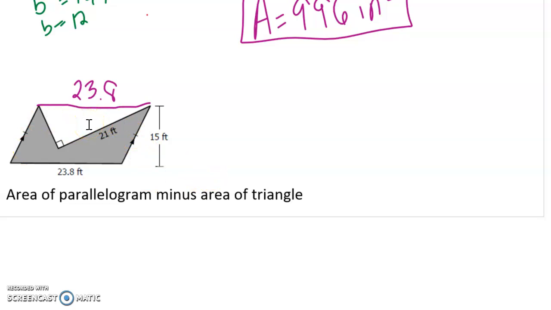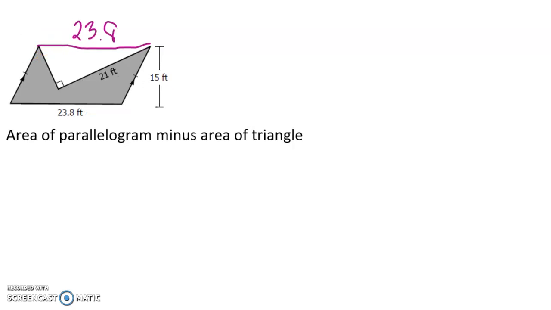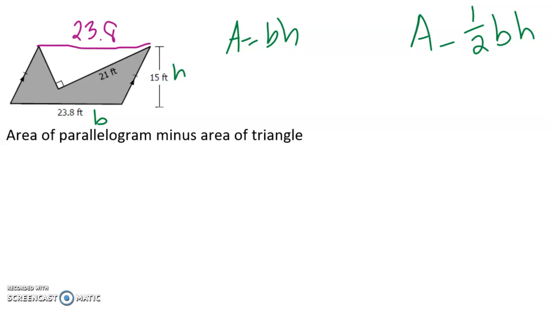So sometimes it's easier to think of, is there a rectangle or a parallelogram or a triangle around my shape? And then I can cut out the pieces that aren't shaded or aren't included in our figure. So in this case, I can find the area of my parallelogram. Area equals base times height, and I see that they give me the base and the height. And for my triangle, I'm going to do 1/2 base times height.